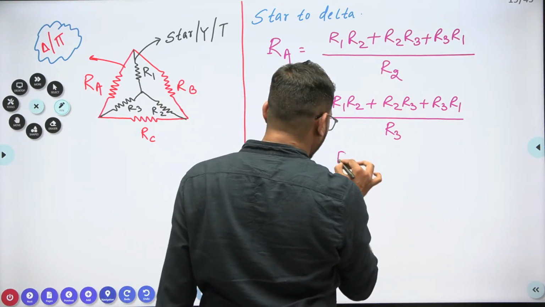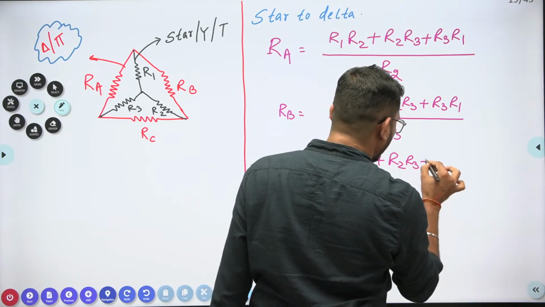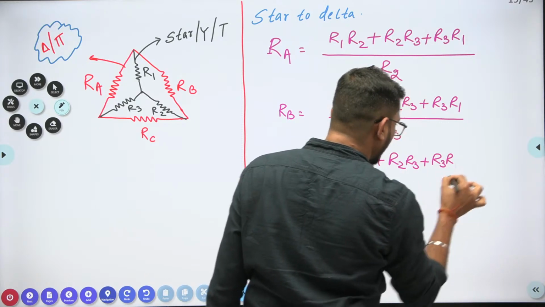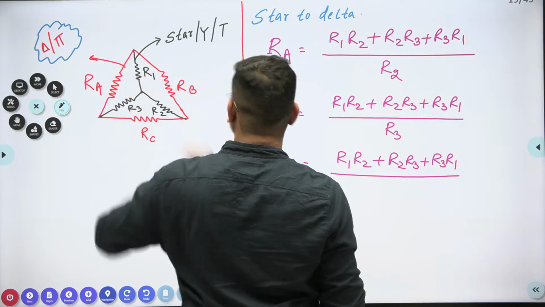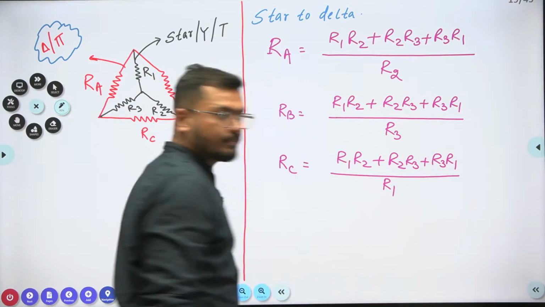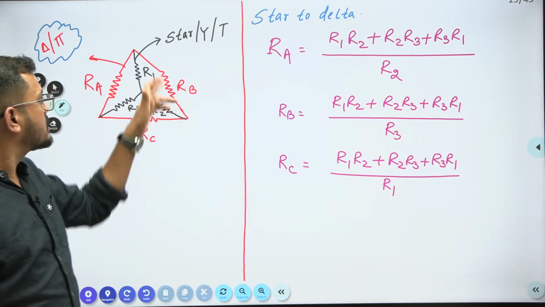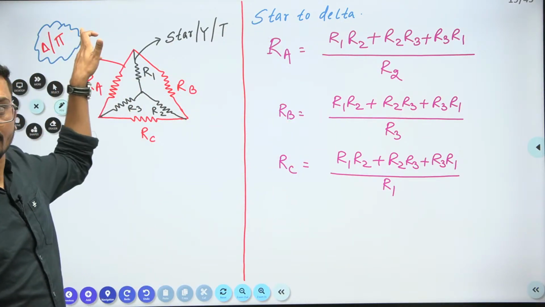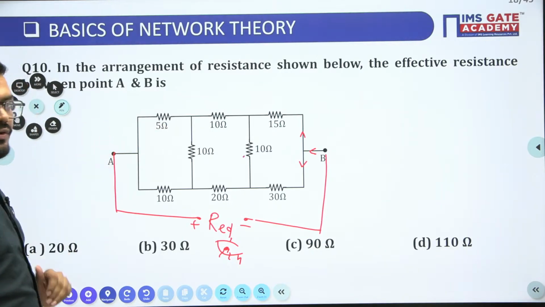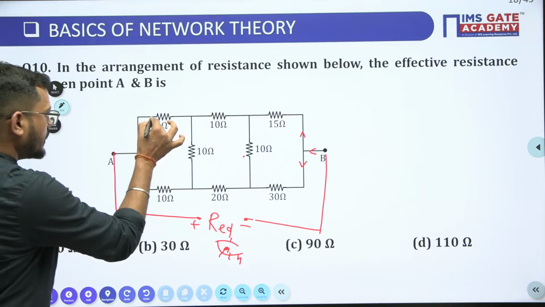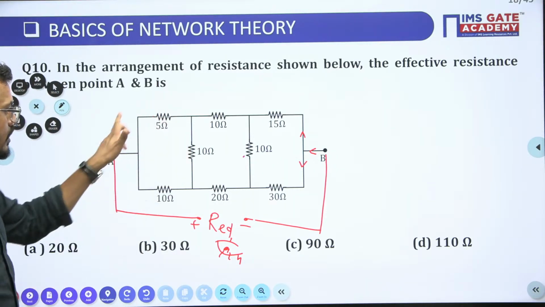So again the numerator part will be the same, which is R1 R2 plus R2 R3 plus R3 R1, and this is divided by the denominator part. Actually we are calculating RC, so in front of RC we have R1. So this is the value of delta, and delta is given to you. Now when you connect this terminal to here, it will be like a delta, or a pi type of shape.